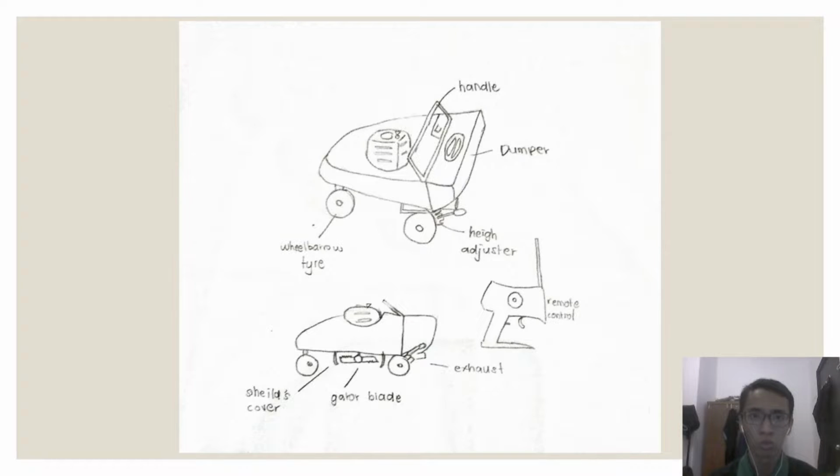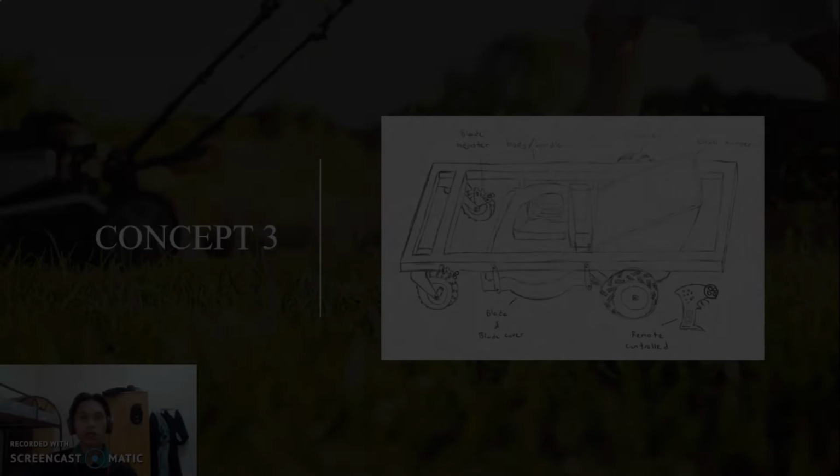from being hurt while using the lawnmower. Next, at the back of the lawnmower, there is an exhaust which functions to reduce the level of noise and remove harmful substances. To make the lawnmower easy to carry around, it is equipped with a long handle. Lastly, in order to move the lawnmower remotely, a remote control is used as the controller.